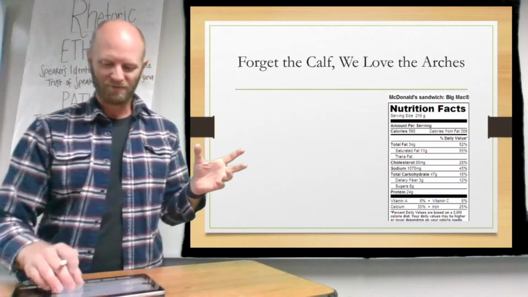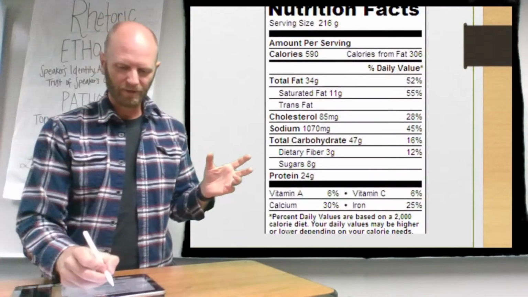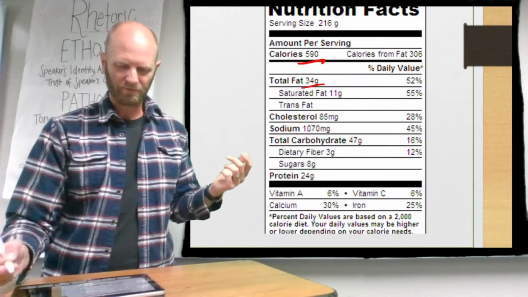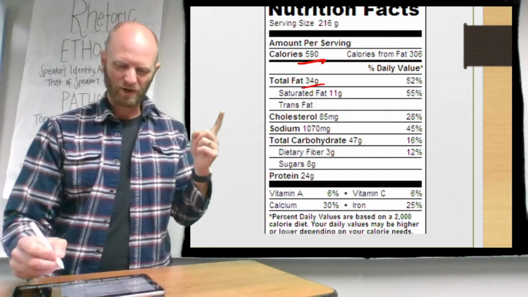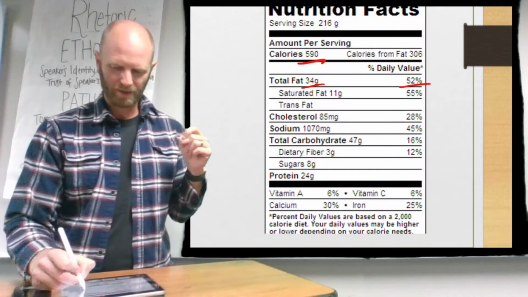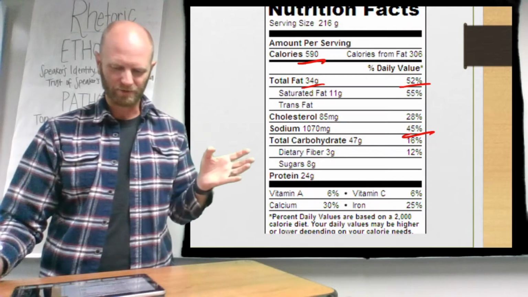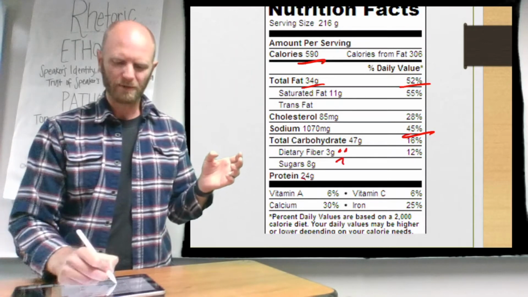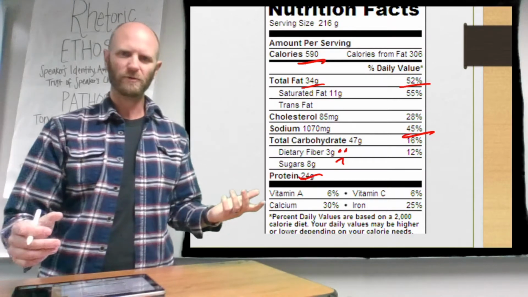Food, okay? If you look at an item of food, 600 calories, right? 34 grams of fat in one food item, half of what you need for fat for the day, right? Basically half of what you need for salt for the day. Fiber, not a lot of fiber. A pretty good amount of protein, not bad, 24 grams, okay?